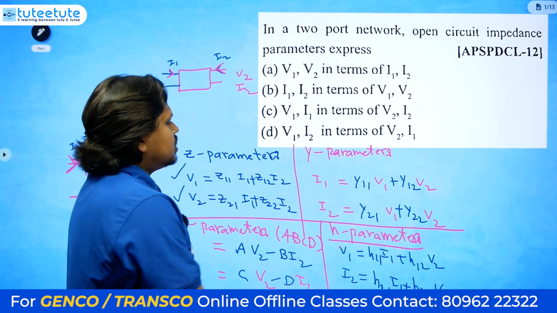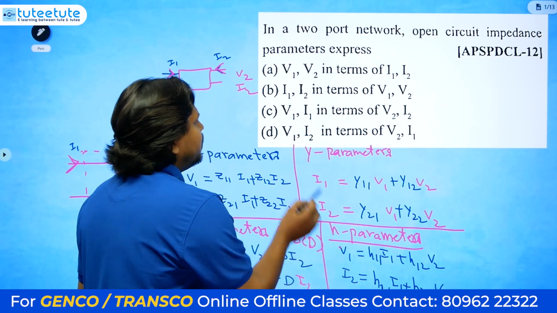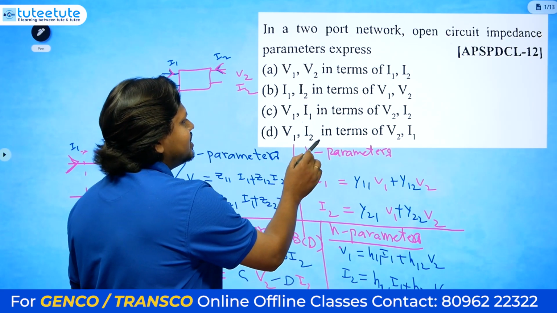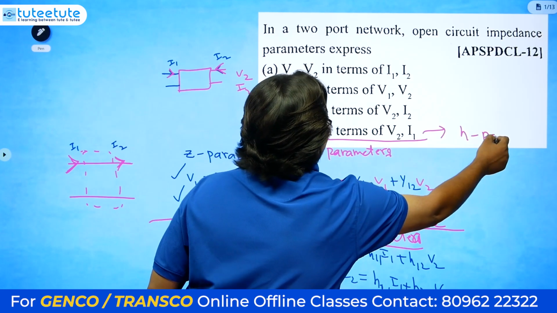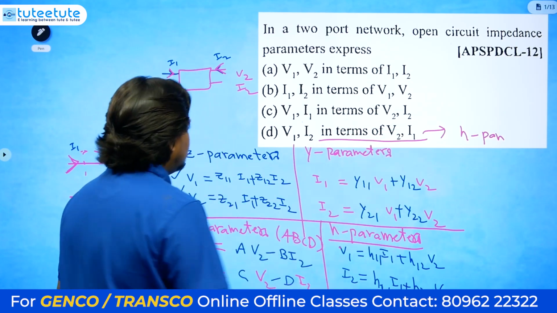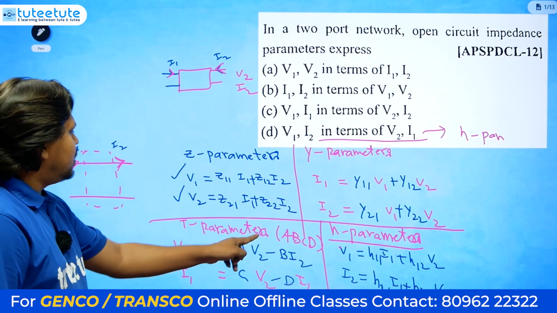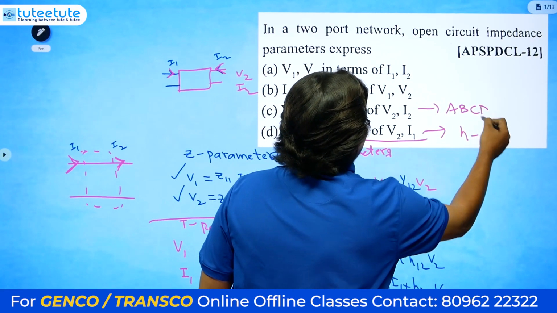For H parameters, we need to represent V1 and I2 in terms of V2 and I1. This is for the H parameter. Next, V1 and I1 in terms of V2 and I2: this is ABCD parameters, or T parameters.